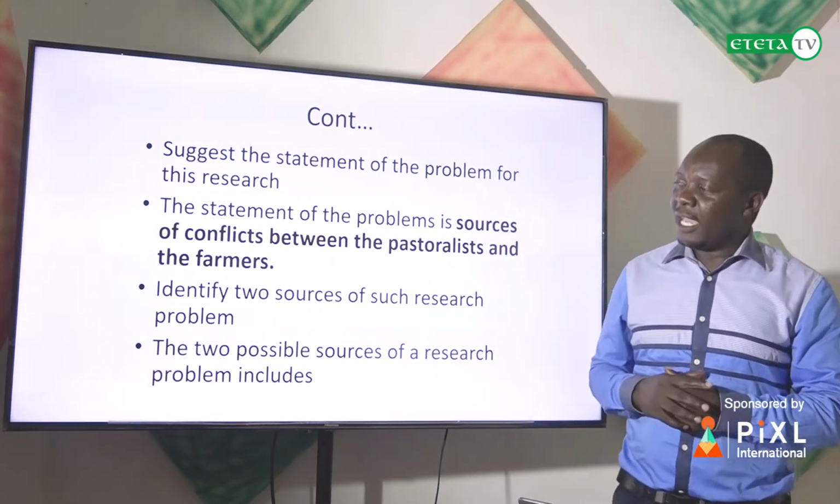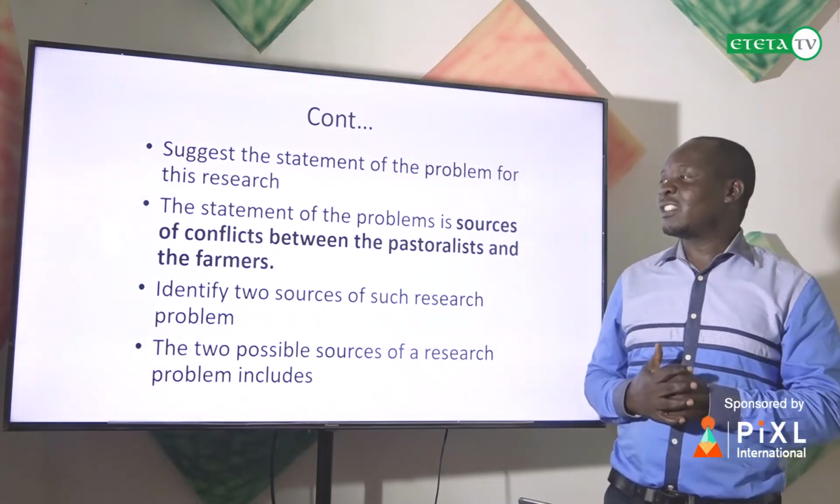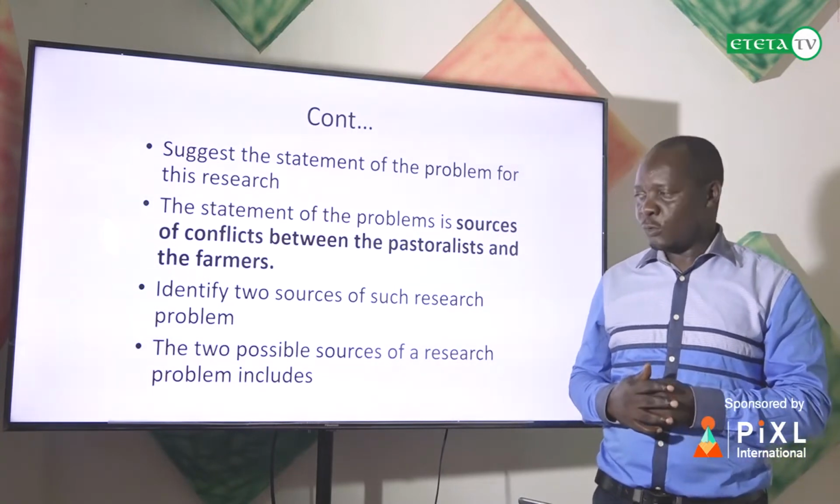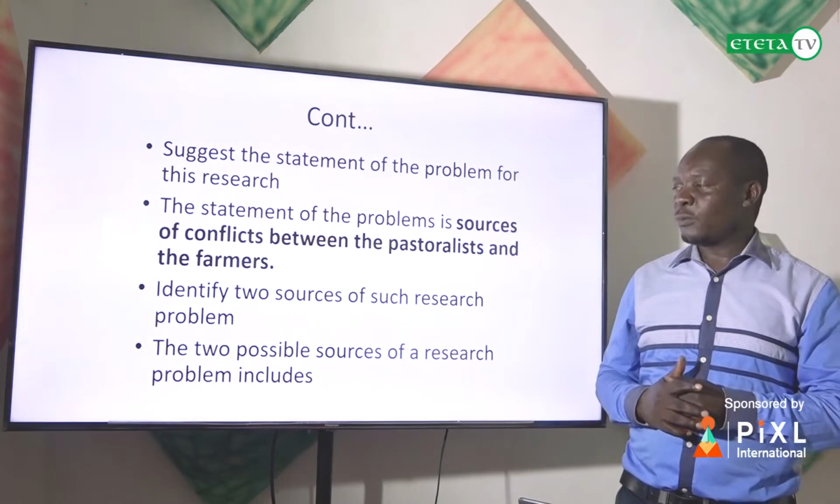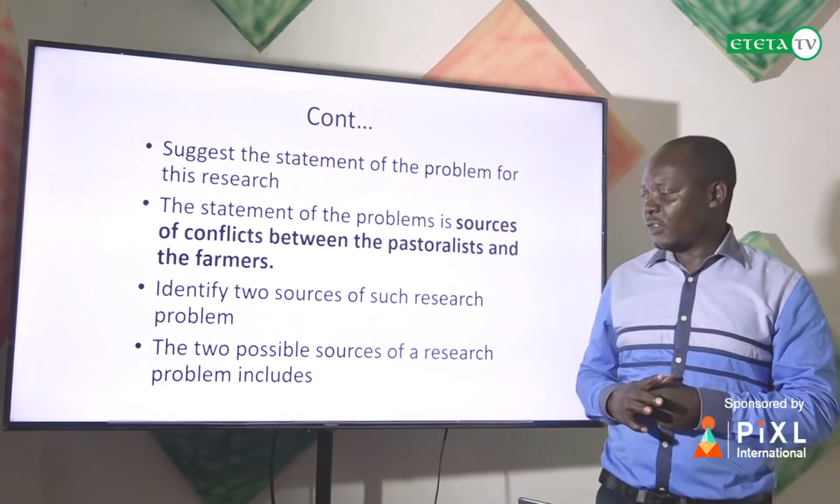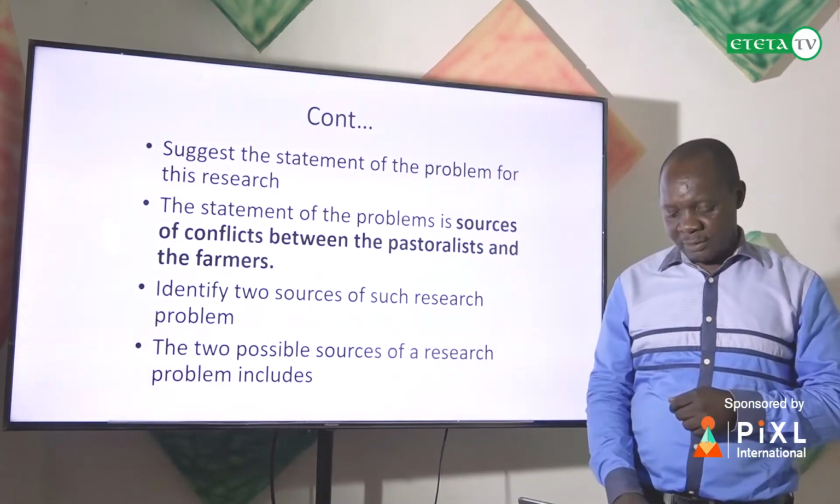Roman 2: identify 2 sources of such a research problem.